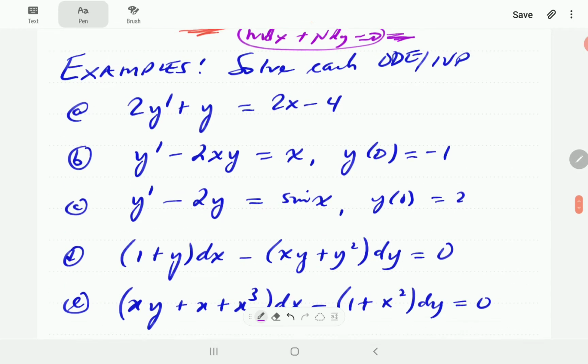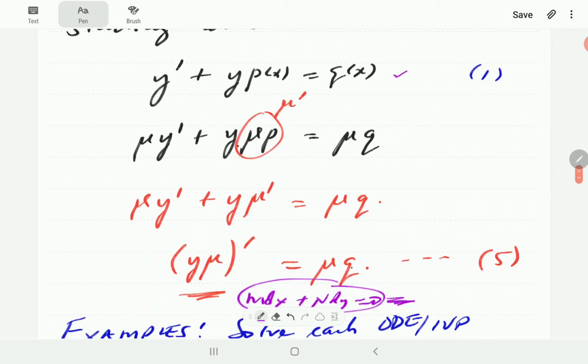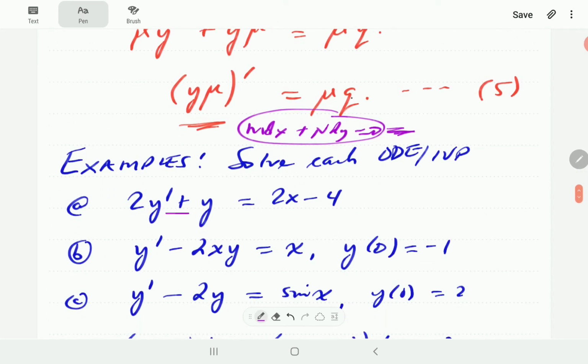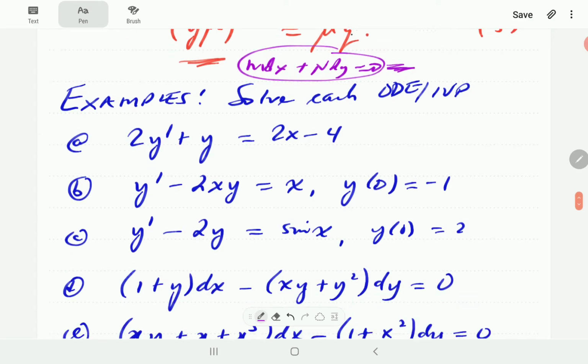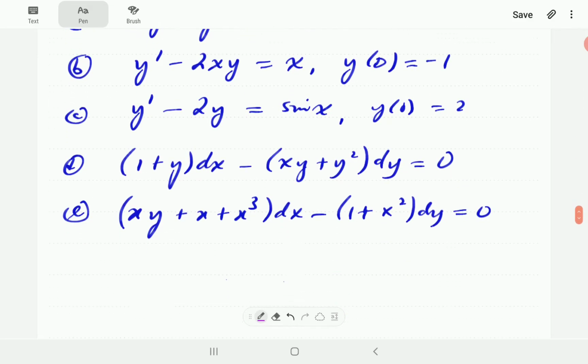These ones are in the form of equation 1. So these ones, it's very clear that they're linear because y occurs to the power 1. In each of these terms, it's multiplied by a function of x, and then that's going to be our q, which is the term on the right hand side. Okay, so let's get on with part A.